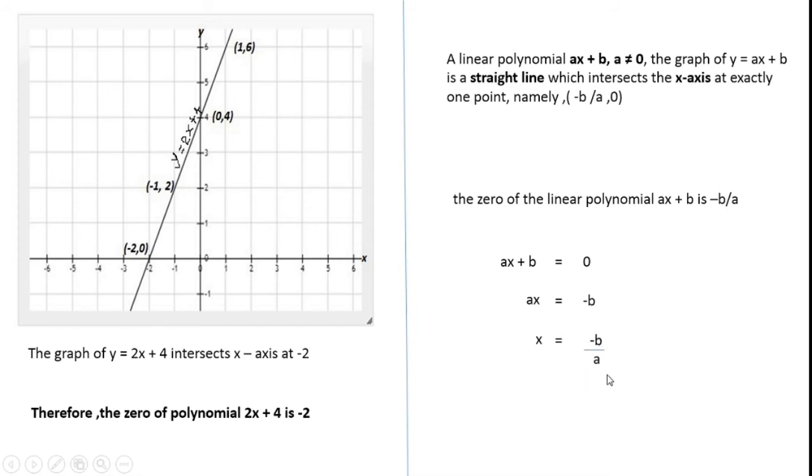See here, this b is the constant term in this polynomial. So minus b by a is minus the constant term divided by the coefficient of x. See here, the coefficient of x is a. So minus b by a equals minus the constant term divided by the coefficient of x.